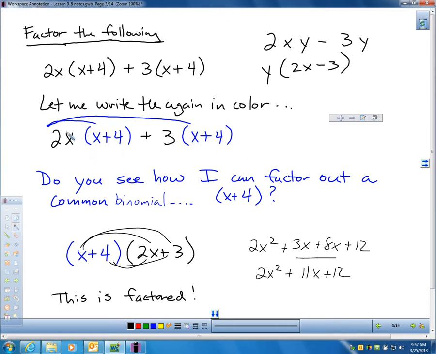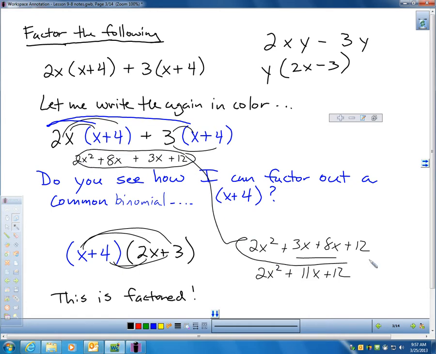Yes, it is, because let's actually simplify this. I get 2x squared plus 8x when I distribute the 2x through there. And over here, I get 3x plus 12. Well, right there, you can see I have the same thing. So when you factor out the x plus 4, and you get to here, these expressions will give us the same results. I have now factored this.